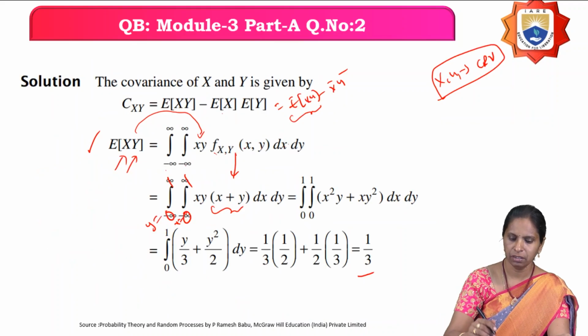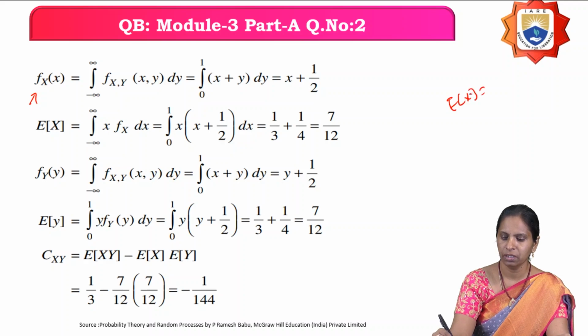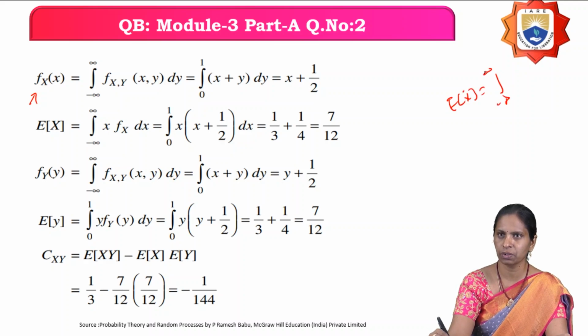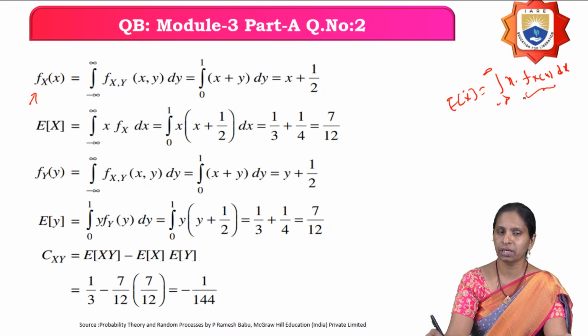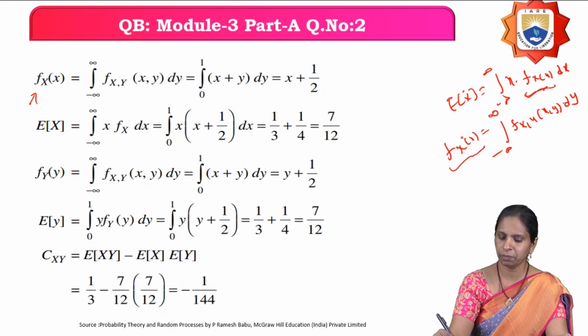Next, in order to calculate the expectation of x, we are calculating the marginal density function of x. What is the expectation of x formula? Since I have only one random variable, it is the integration from minus infinity to infinity of x into f_x(x) dx. But they have not given the density function of the random variable x, they have given only the joint density function. Then how do you calculate this? By using the marginal density function formula. If you want the marginal density function of the random variable x, then integrate the joint density function with respect to y for the limits minus infinity and infinity, so that you obtain the marginal density function of the random variable x.